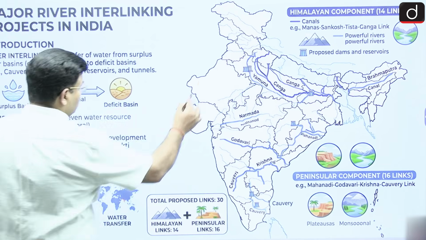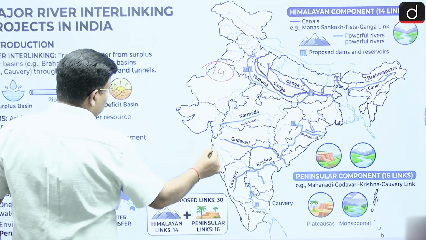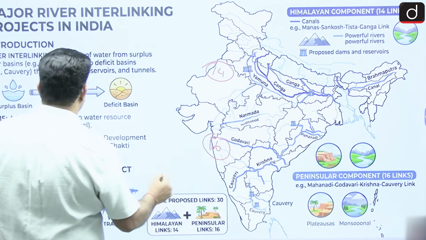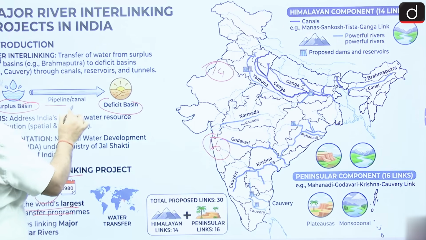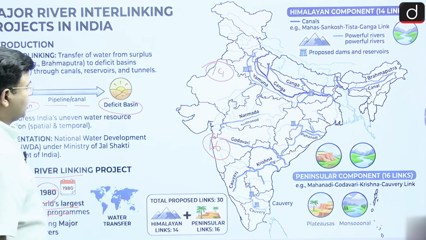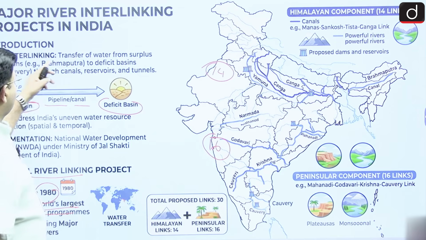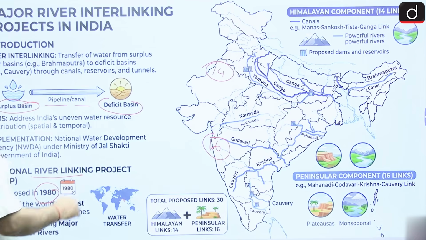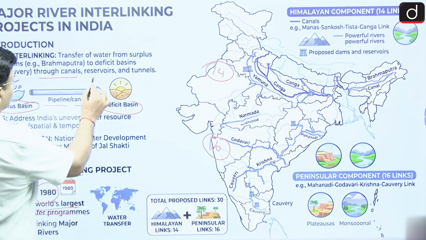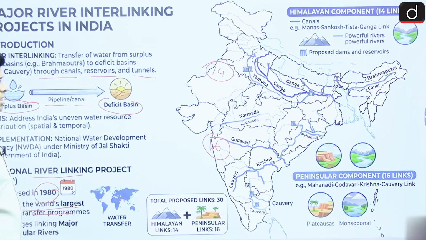In the north there are 14 Himalayan links, and in peninsular India there are 16 river linking projects. The main purpose is to move water from surplus to deficit regions through pipelines, canals, reservoirs and dams. So the National River Linking means transfer of water from a surplus river basin to a deficit river basin through canals, reservoirs and tunnels. Its aim is to address India's uneven water resource distribution, spatial and temporal.